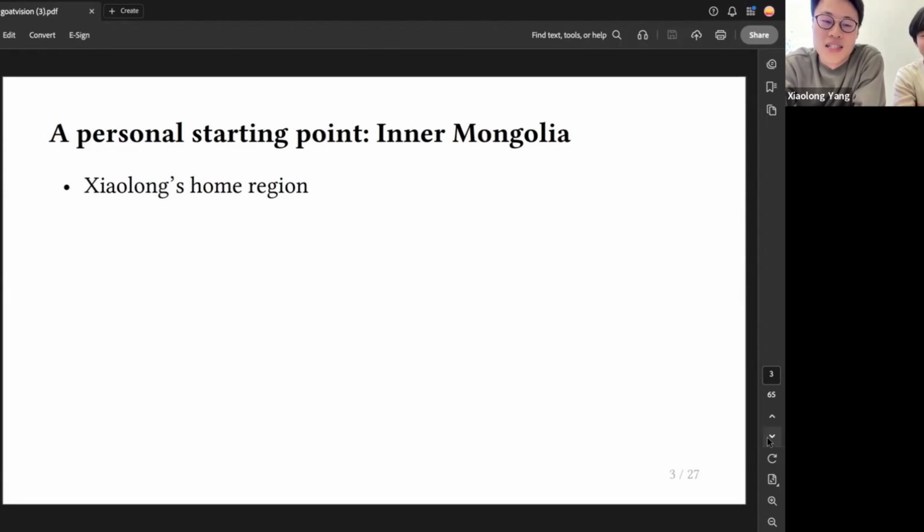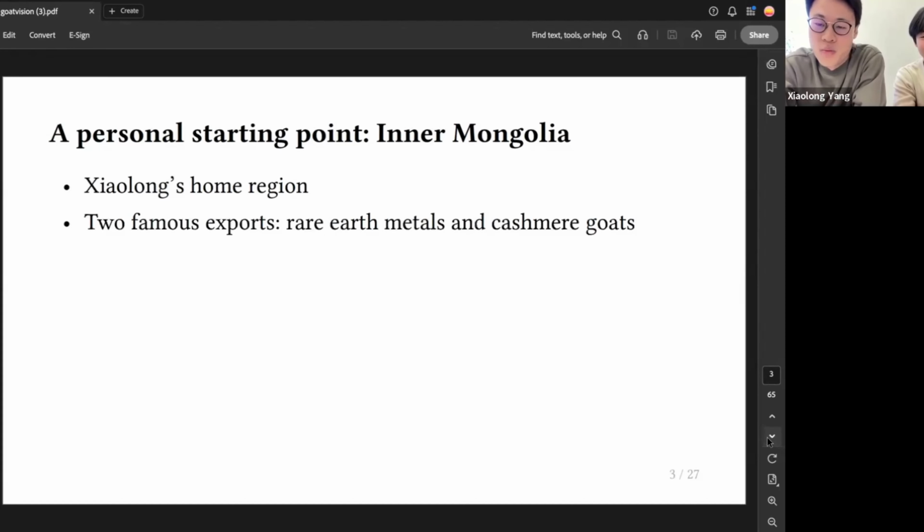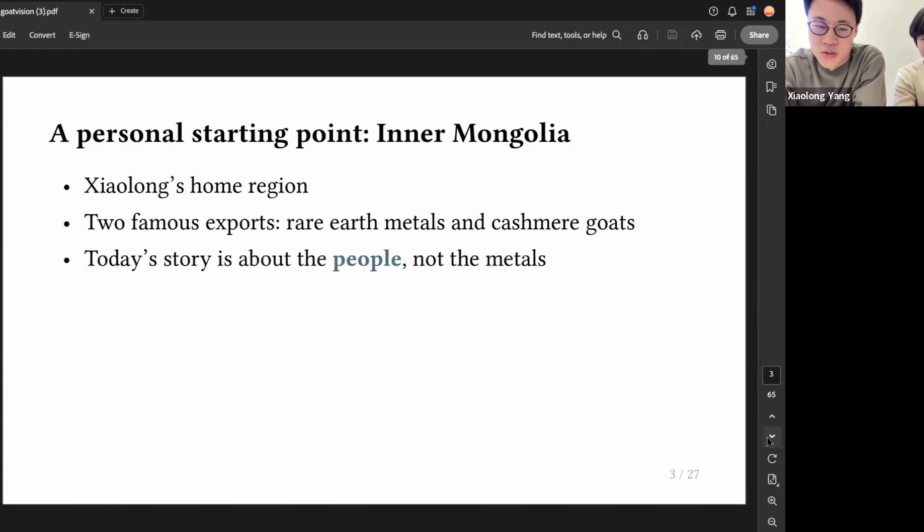And I was reminded that China, and specifically my hometown, Inner Mongolia, has a lot of goat farmers. And these goat farmers face a lot of difficulties in their career. Inner Mongolia is famous for two things. One is rare earth metals, and another is these cashmere goats, which I briefly alluded to. And today's story is about how those people, the cashmere farmers, face challenges in their life and how we saw those challenges and wanted to propose our own share of solution to those challenges.